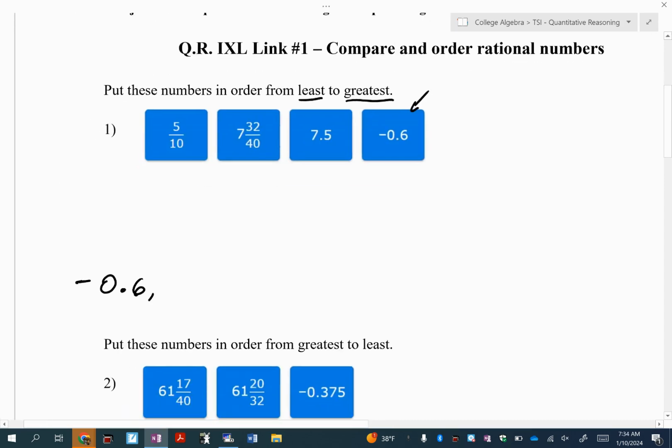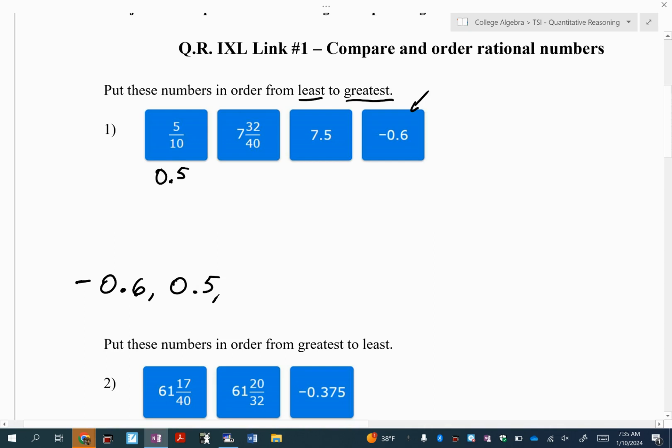Now, when I look at the other three, you see how this one has 7 and then a fraction, and this one has 7 and then a decimal with the 5? Those are going to be pretty close to each other because they're both 7 and something. What about this one, though? What's 5 over 10 as a decimal? Nice. Well done. 0.5. So this is going to go next, because that's not even close to 7.